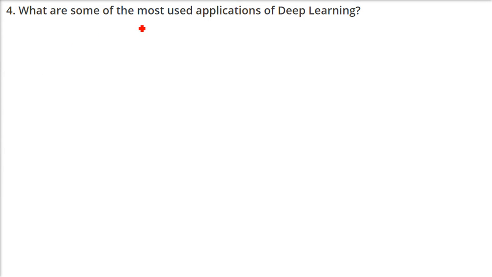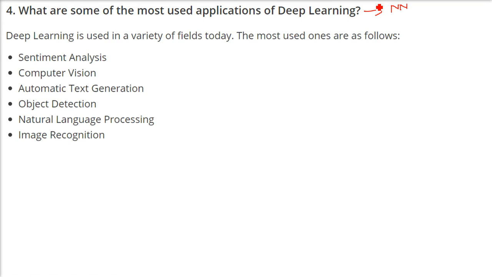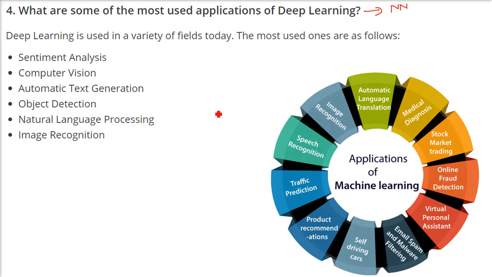What are some of the most used applications of deep learning? Whenever deep learning comes, you have to just think about the neural networks. There are a variety of fields today. We have the applications of machine learning also, just for your understanding, and the applications for deep learning also. If this question comes for machine learning, you can give what is shown in this image. But for deep learning: sentiment analysis, computer vision, automatic text generation, object detection to detect very precisely, natural language processing, NLP. In Gmail, if you write as soon as, it will come automatically as soon as possible. That is natural language processing.